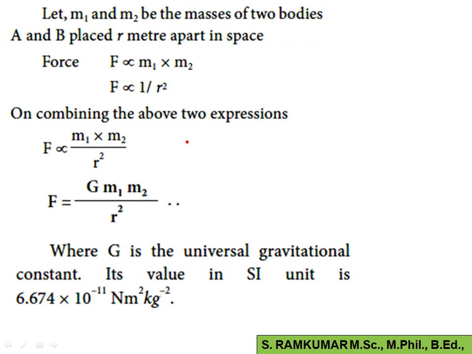Let M1 and M2 be the masses of two bodies A and B placed R meter apart in space. Force is directly proportional to the product of the masses, that is M1 into M2, and F is inversely proportional to the square of the distance, that is F proportional to 1 by R square. On combining the above two expressions, F is proportional to M1 into M2 by R square. So F equals G into M1 M2 by R square, where G is the universal gravitational constant. Its value in SI unit is 6.674 into 10 power minus 11 newton meter square kilogram power minus 2.